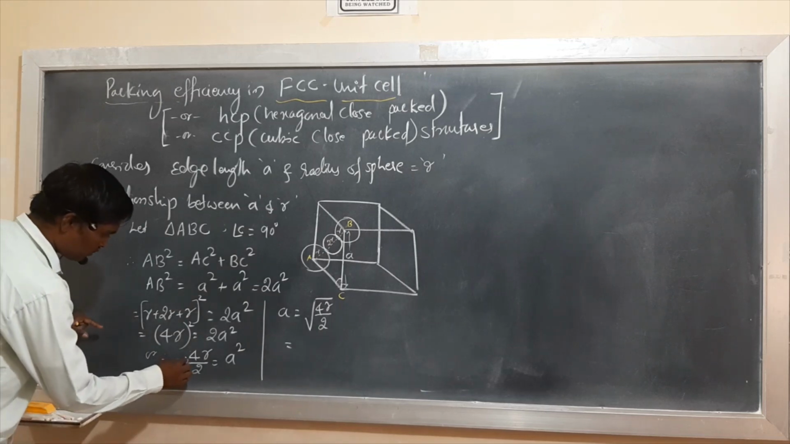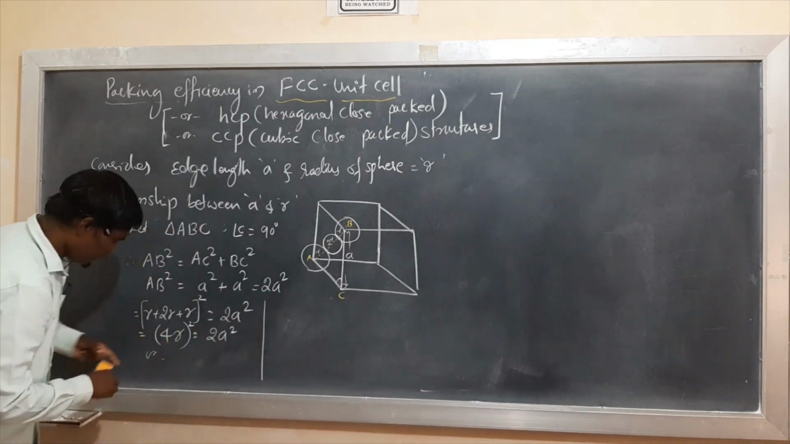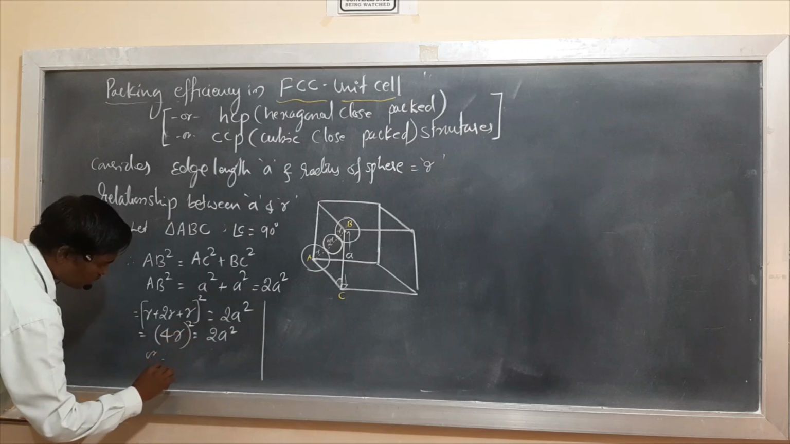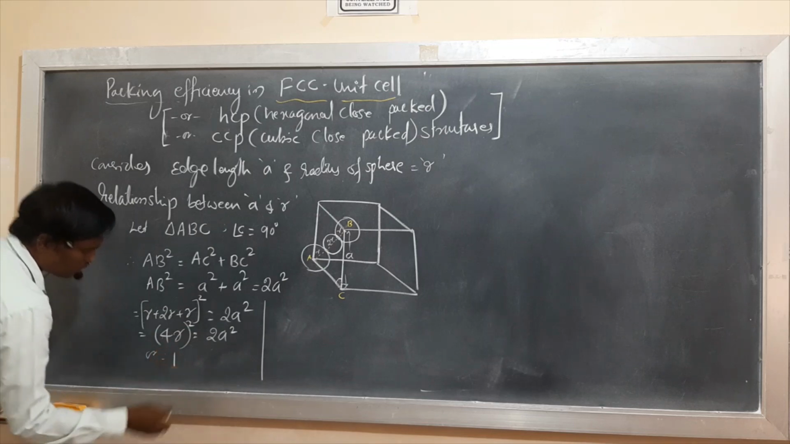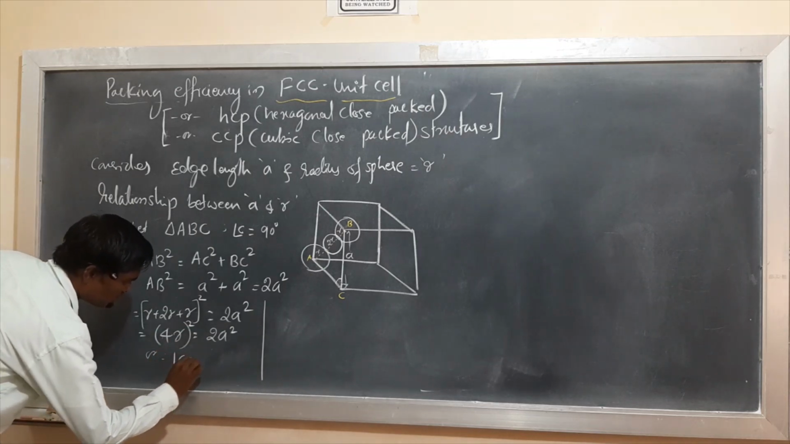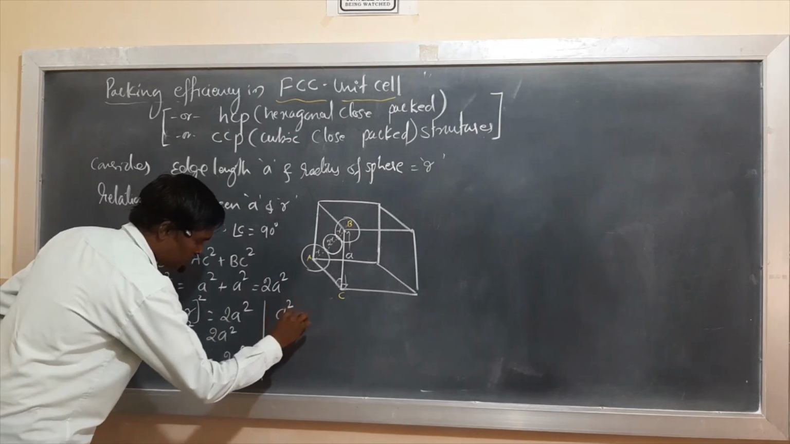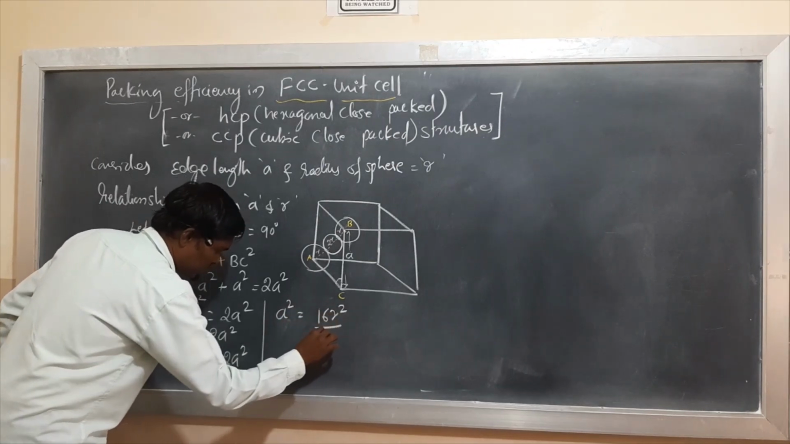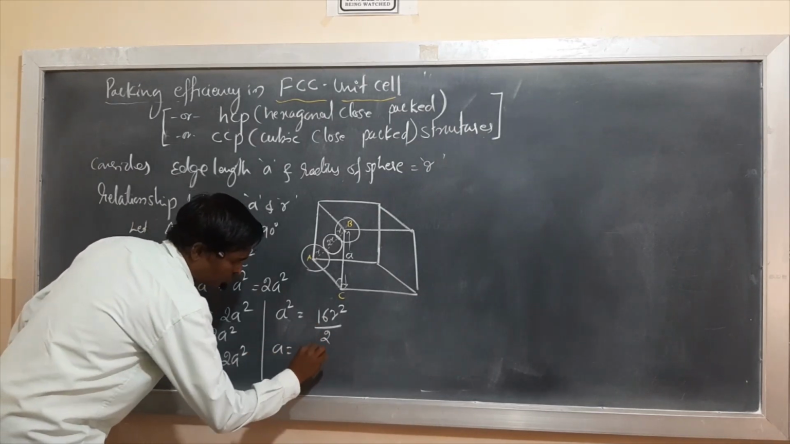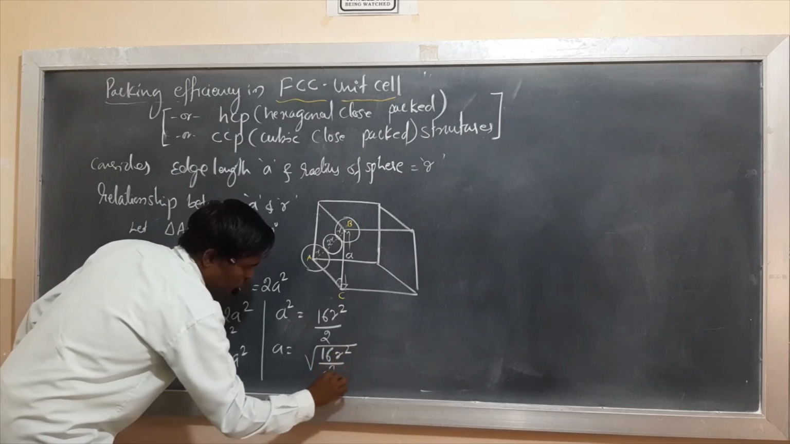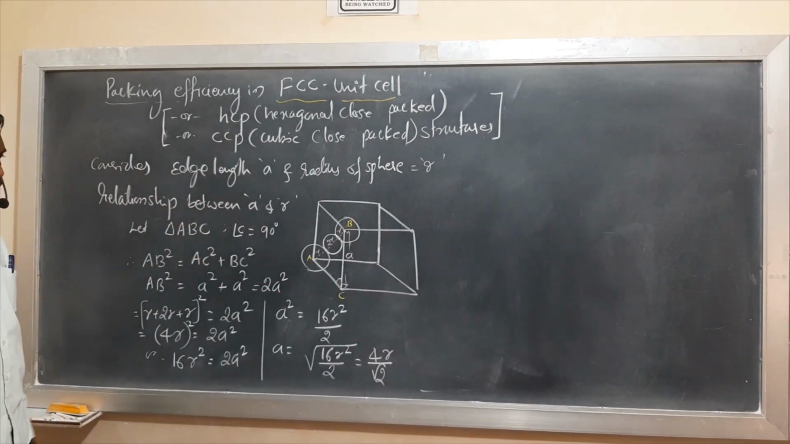Okay. So here, let me see. Okay. So this is 4r whole square. 4r whole square means 4 square, which is 16, and this is r square is equals to 2a square, or let me write this, a square is equals to 16 r square divided by 2, or a is equals to root of 16 r square by 2, that is equals to 4r by root 2. Okay. So 4r by root 2 is the a value.